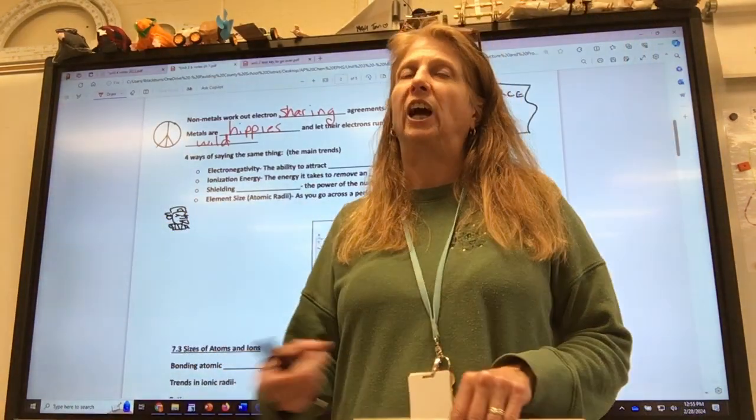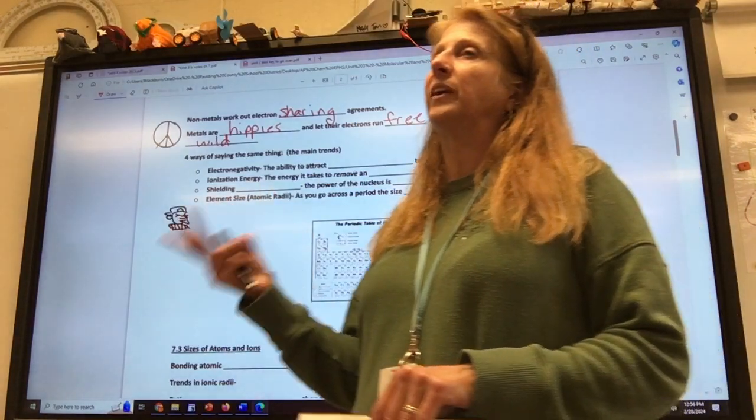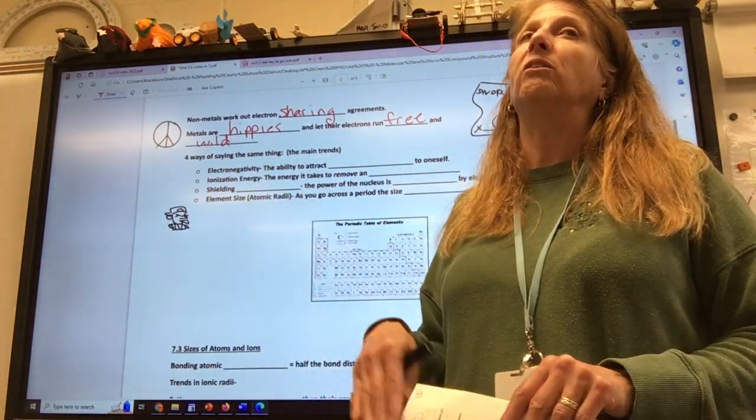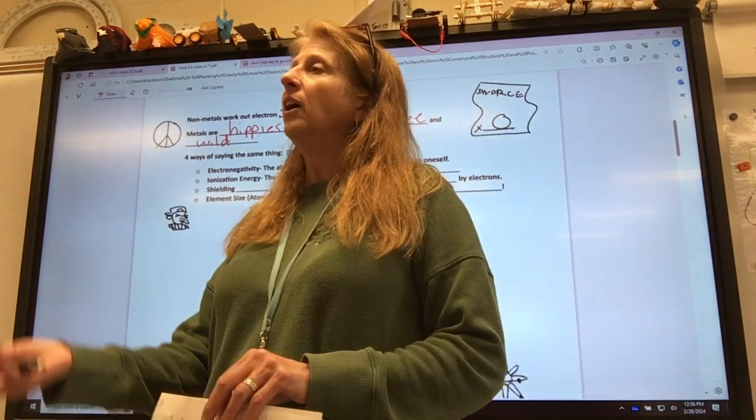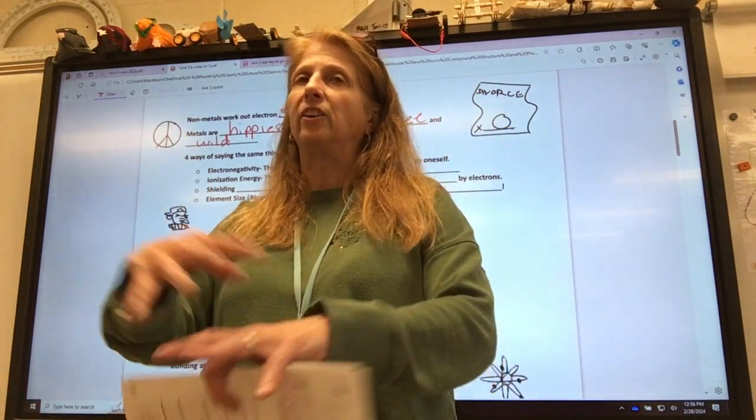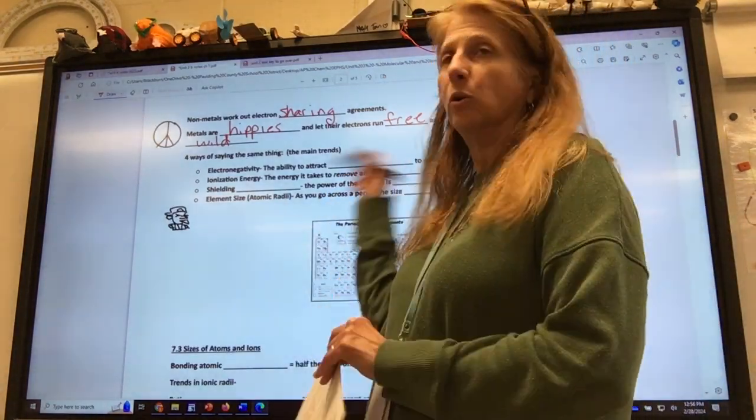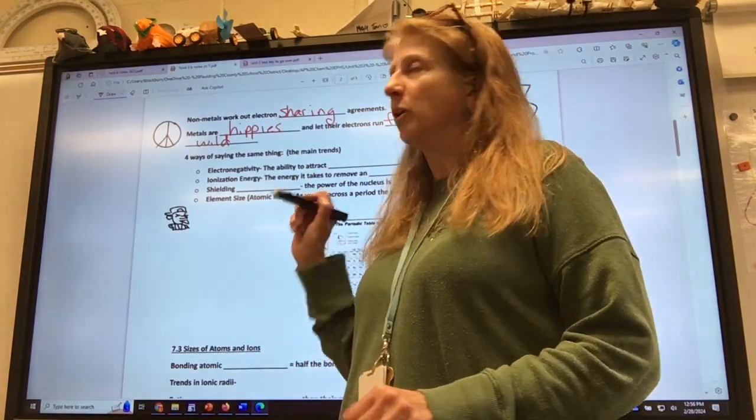It makes them shiny. It makes them good conductors of heat and electricity. And all those properties of metals you learned in honors is because of this. That they just let their electrons go wherever they want. Okay, no rules if you're an electron for a metal.